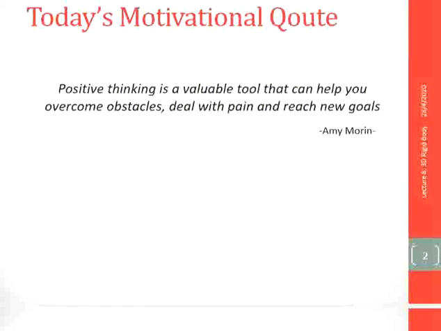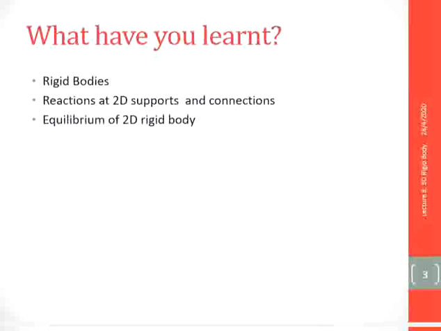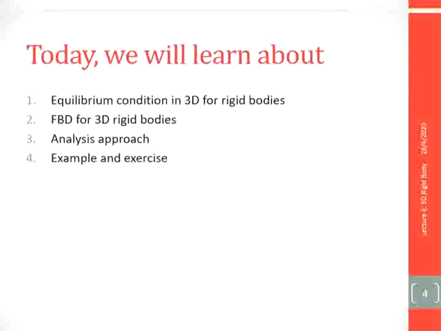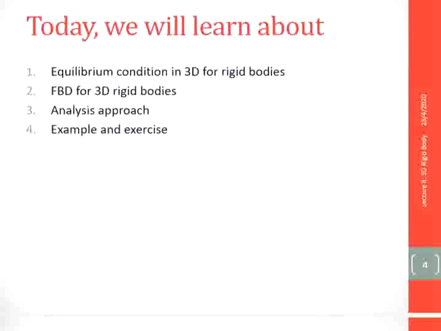And what have you learned before? You have learned last week about rigid body and the reaction at 2D support and equilibrium of rigid body. So today we will proceed with equilibrium condition for 3D rigid body and the free body diagram for 3D rigid body and analysis approach, example and exercise.